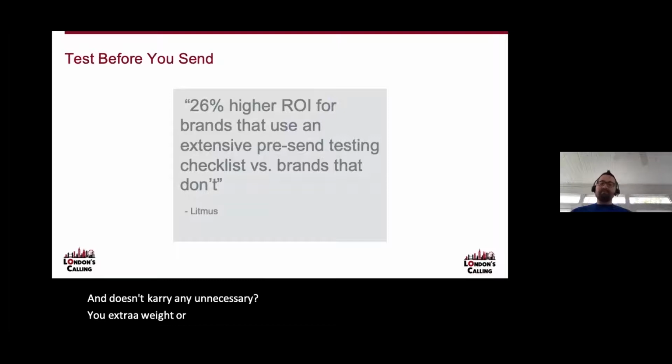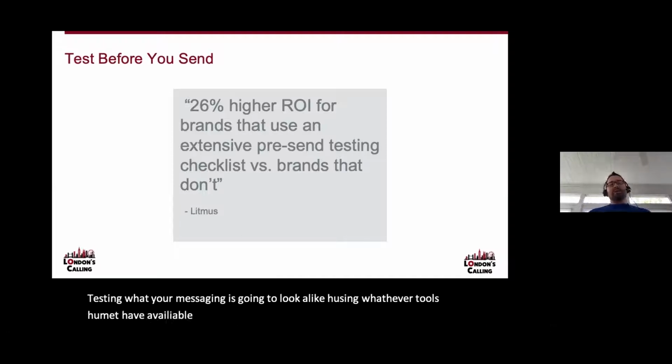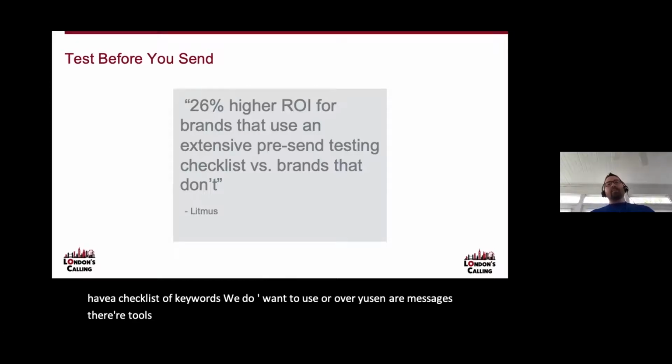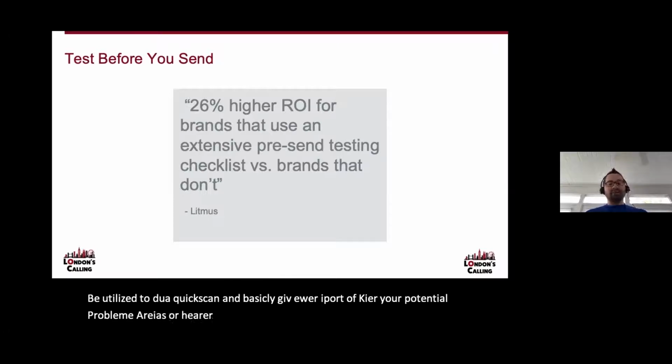So testing what your messaging is going to look like using whatever tools you may have available to you. There's a few different ways. There's manual testing of, hey, do we have a checklist of keywords that we don't want to use or overuse in our messages? There are tools like Litmus that can be utilized to do a quick scan and basically give you a report of here are your potential problem areas, or flag anything that is egregious, and let you know, hey, you may want to change this.